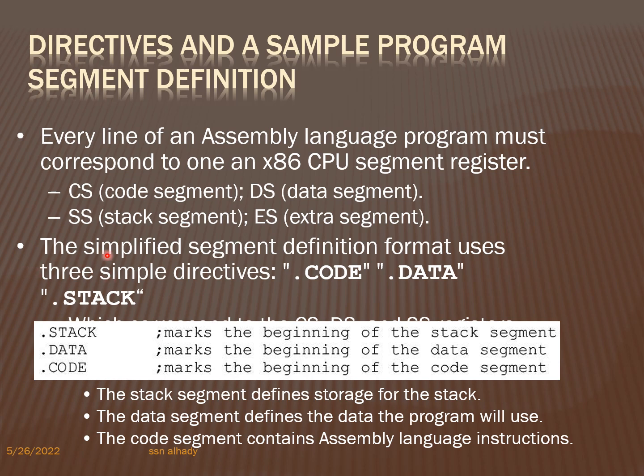So the simplified segment definition format uses three simple directives. You can have .code, which is the beginning of the code segment, and then .data and .stack. These are just examples. The stack segment defines storage for the stack. The data segment defines the data the program will use. Then you can have a code segment which contains assembly language.